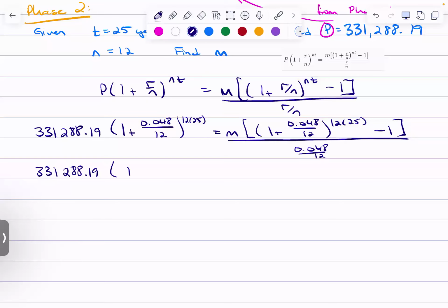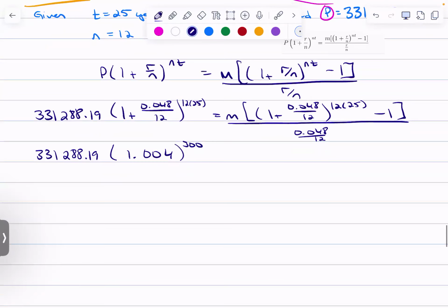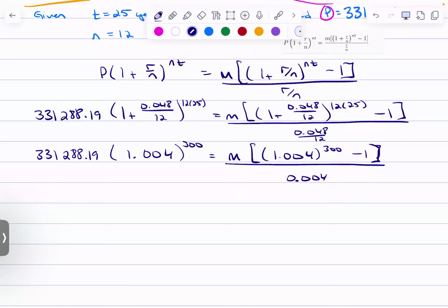331288.19 times 1.004 to the power of 12 times 25, oops, 12 times 25 is 300. I can remember the formula, but I can't remember what 12 times 25 is. Calculated it so many times. 300. Then 1.004 to the power of 300 minus 1, divided by 0.004. Okay.